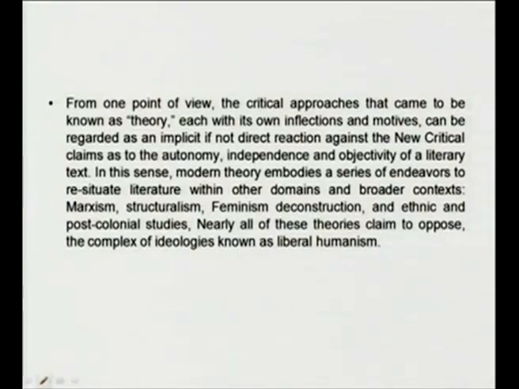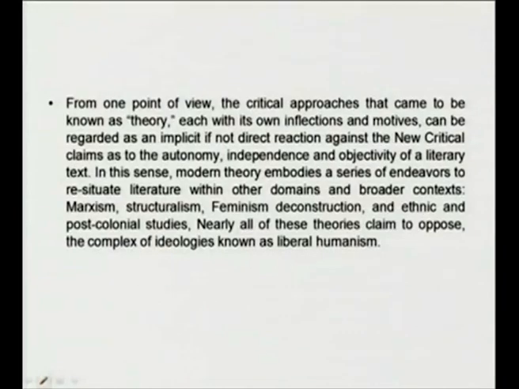Liberal humanism is a literary theory that was in vogue in the late 1800s, so in the 19th century and early 20th century. From one point of view, we can say it is the state of theory before theory. The critical approaches that came to be known as theory, each with its own inflections and motives, can be regarded as an implicit if not direct reaction against the New Critical claims as to the autonomy, independence and objectivity of a literary text.